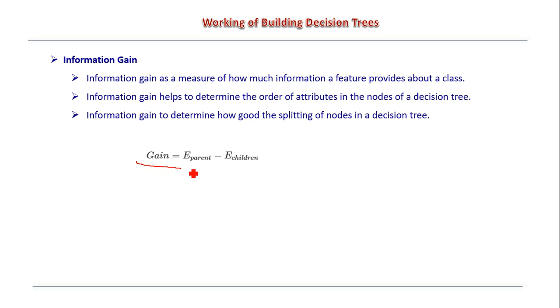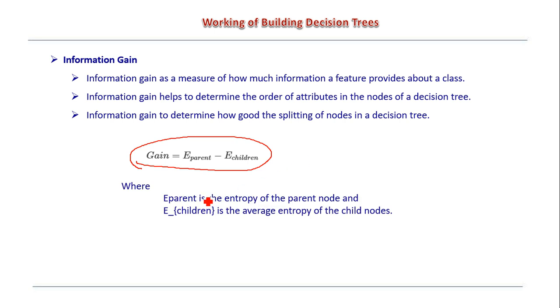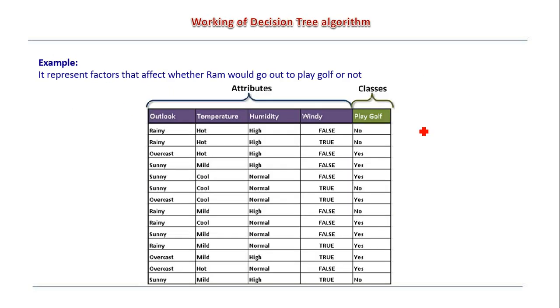The information gain is calculated using this formula: Gain is equal to the entropy of the parent node minus the entropy of the child nodes. For the child nodes, we calculate the left child and the right child entropy and take the average. Here E parent is the entropy of the parent node, and E children is the average entropy of the child nodes, left and right, because the decision node has two. I am taking a simple example for easy understanding. Then the same thing we can apply to my project also.